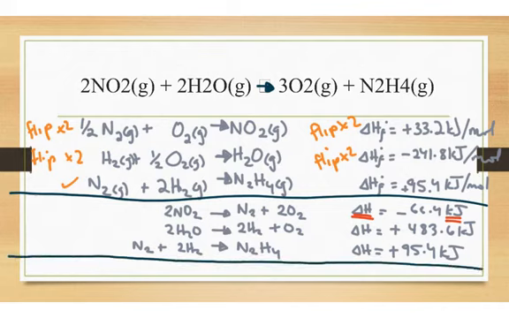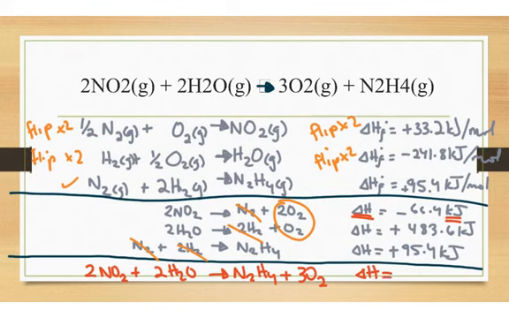So let's see what we can get rid of on both sides of the equation here. I can get rid of N's, I can get rid of H's, I can add my O's up, and let's see what my target equation is, whether it's a match or not. So I've got 2NO2 plus 2H2O, making N2H4 plus 3O2, and it is a match to the target equation, therefore I can go ahead and solve my delta H. Getting positive 512.6 kilojoules here.